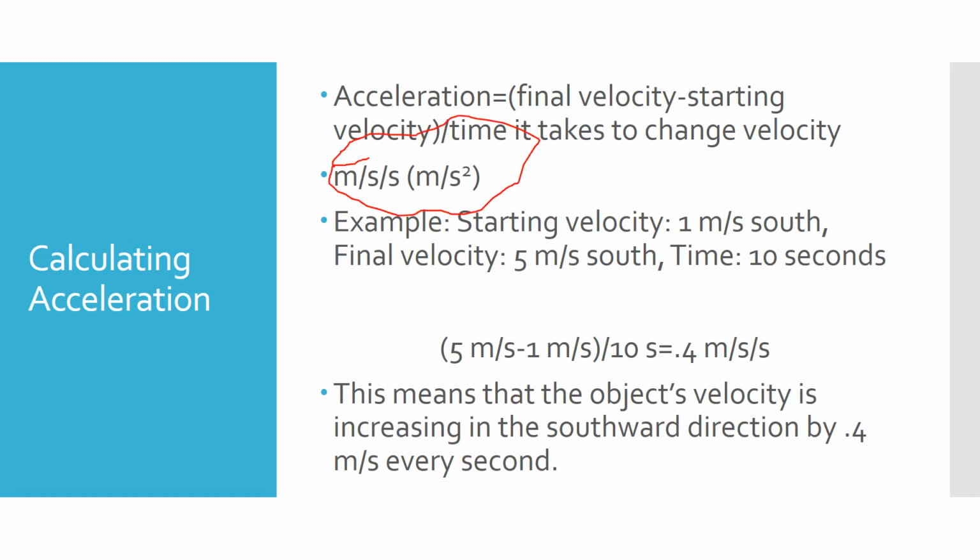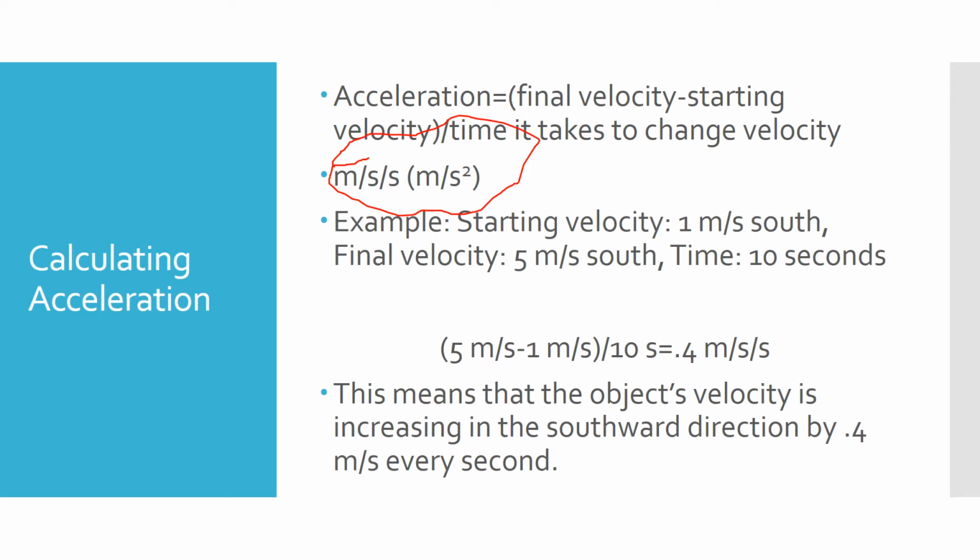So an example problem I have here is an object is starting off with a velocity of 1 meter per second south. So it's starting off going 1 meter per second. The final velocity is 5 meters per second south. And it takes 10 seconds for it to do this. So at second 0, it's going 1 meter per second. At second 10, it's going 5 meters per second because we know it's 10 seconds.